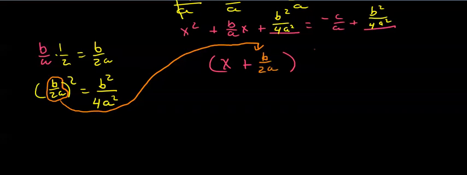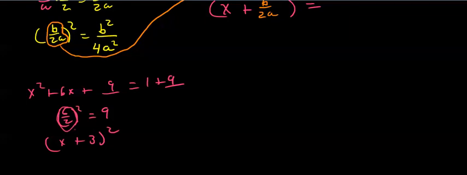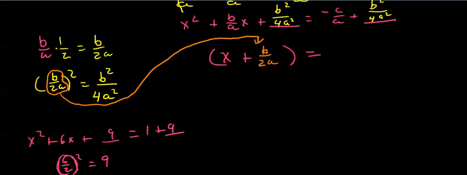All right? Just like if I had x squared plus 6x plus something equals 1, and I take half of this, half of 6, and square it, I get 9. 9 plus 9, x plus 3 squared. This number is what goes here. It's the same thing, whether it's with fractions or not fractions.